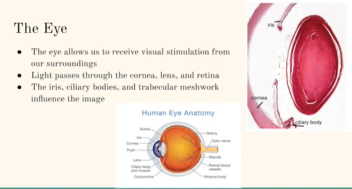The eye allows us to receive visual stimulation from our surroundings. Obviously, sight is one of the 5 major senses, and so it really influences the way we move around in the world and our day-to-day life. Light passes through the cornea, the lens, and the retina, while the iris, ciliary bodies, and trabecular meshwork all work together to influence the image that our brain receives.